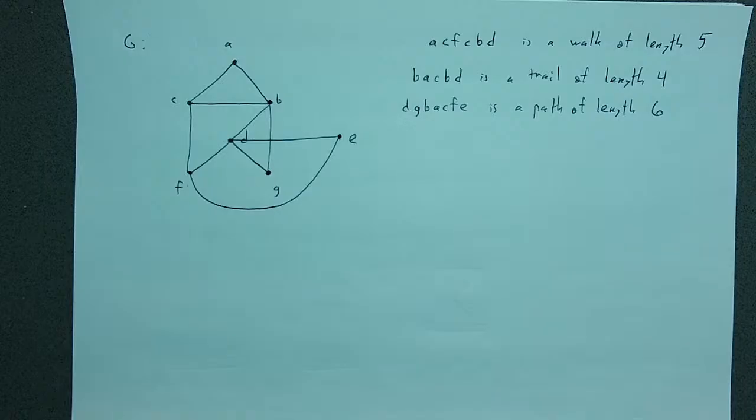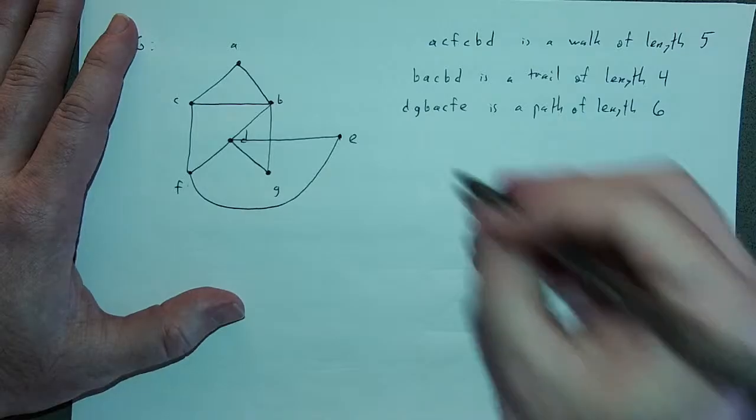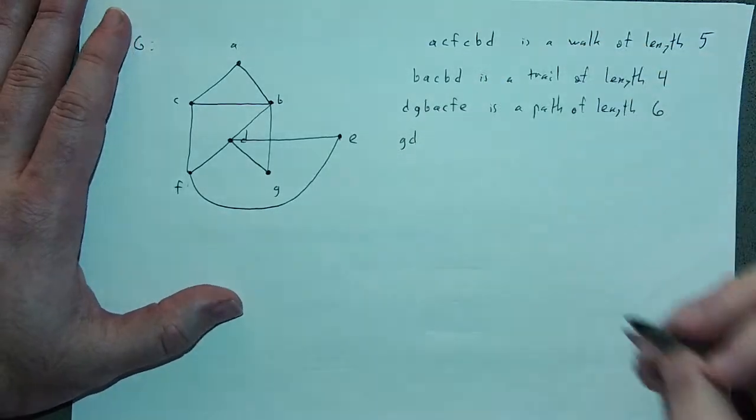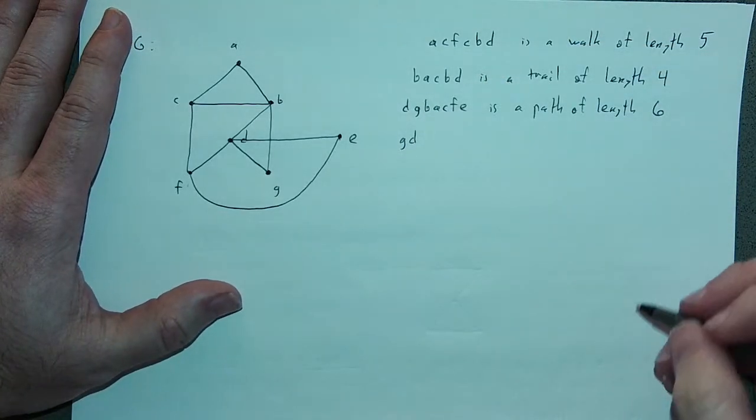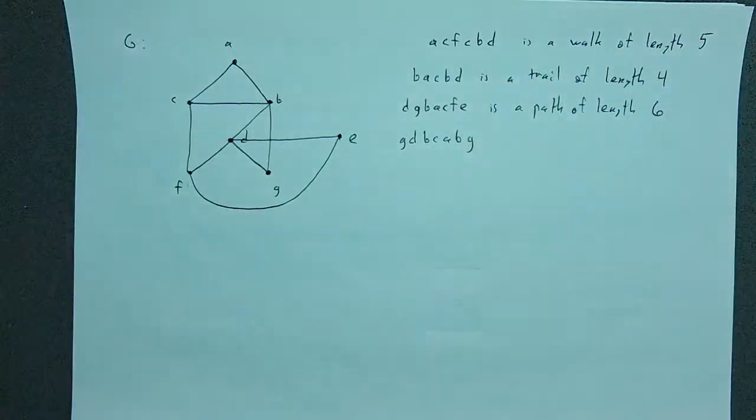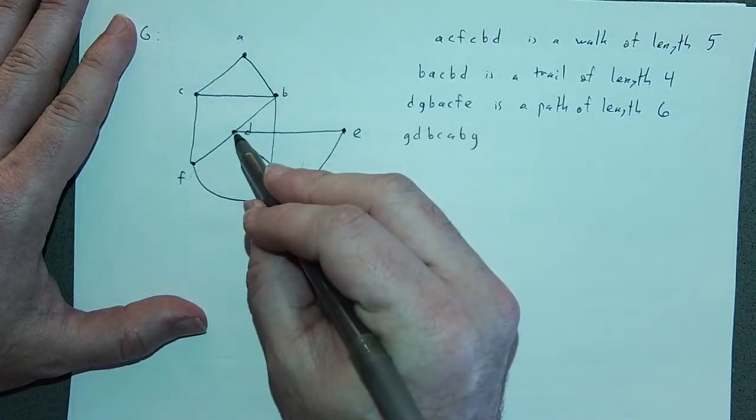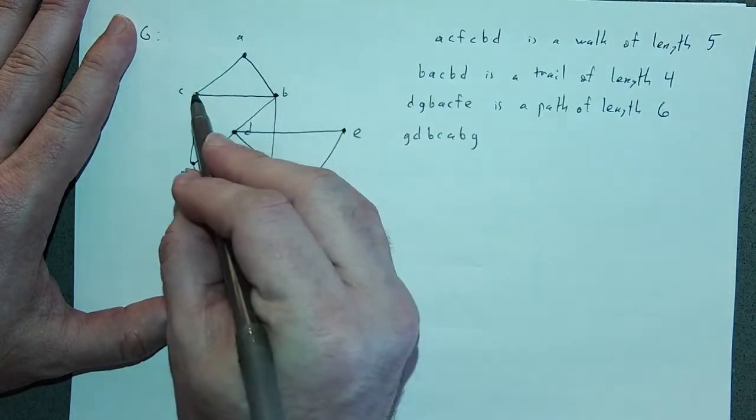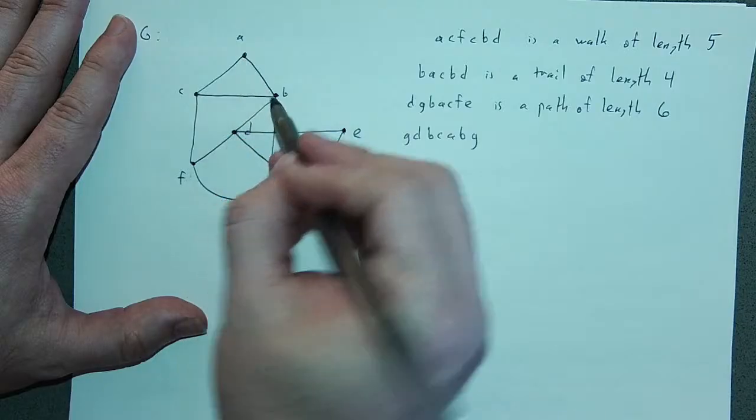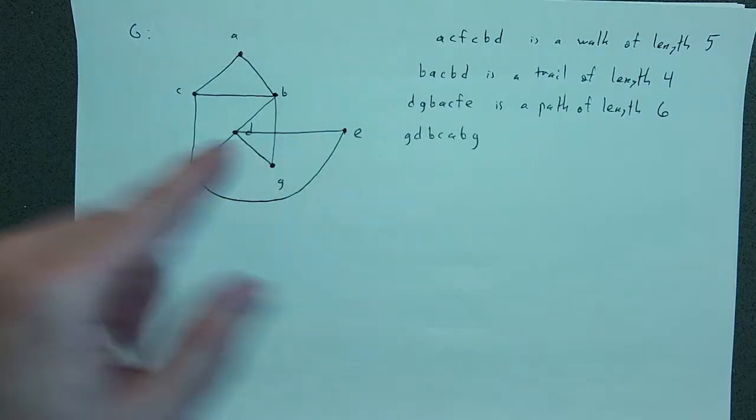Let's see some other things going on here. How about G, D, B, C, A, B, G? It is not a path, but it is a trail.